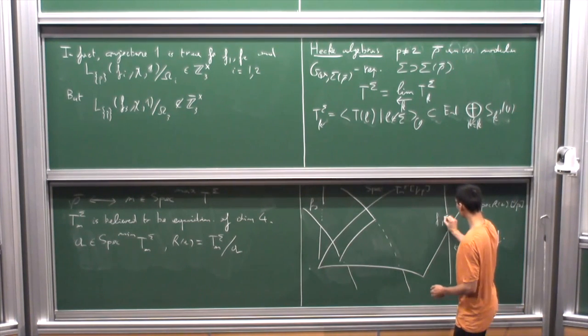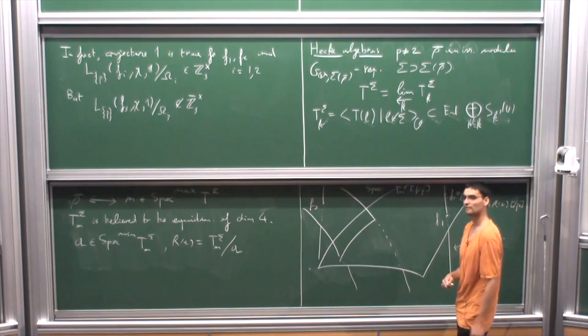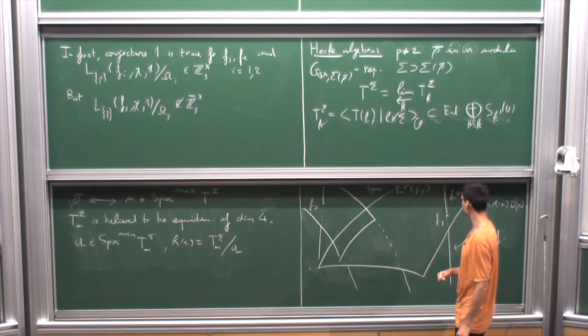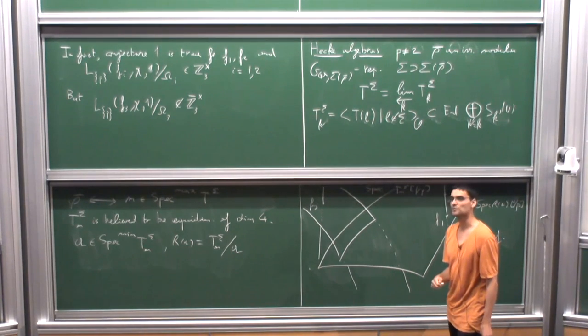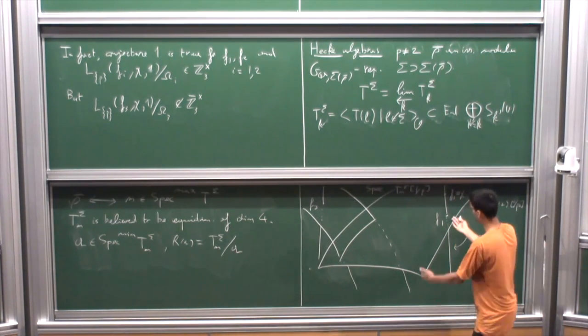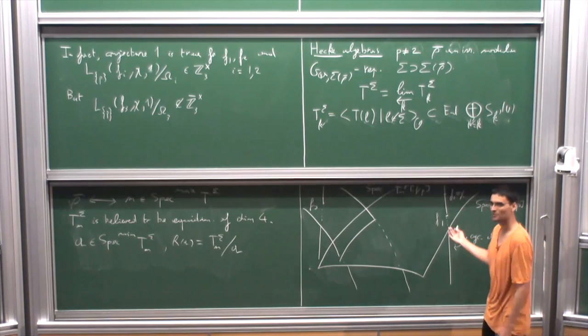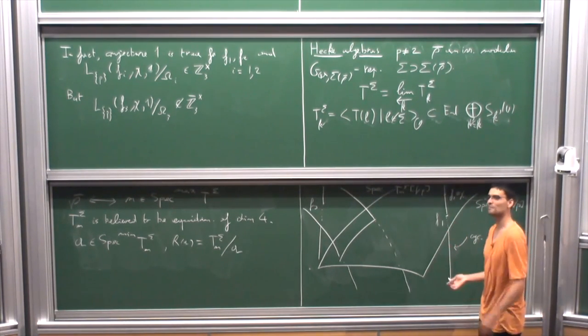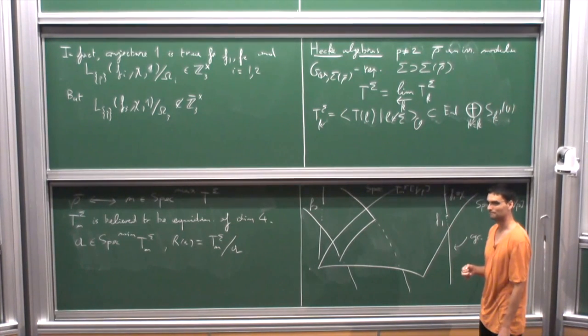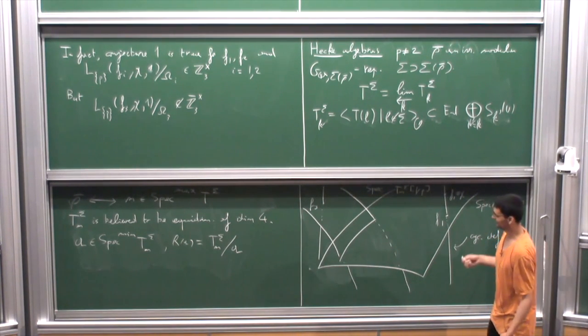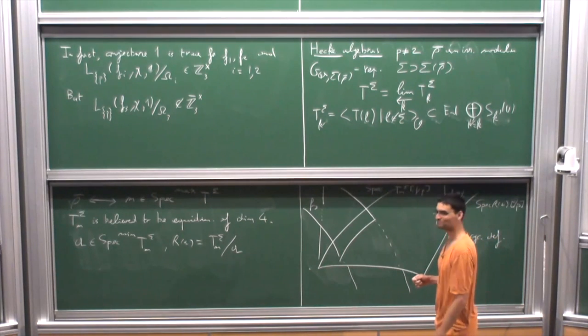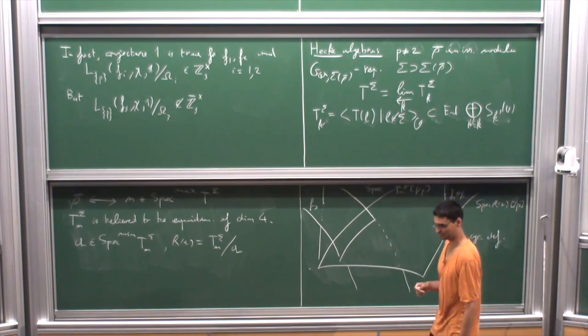So if F1 is this point, it would be F1 tensor by some character chi. But it still lies in the irreducible component. No. All irreducible components are spaces, dimension 3. Okay. And there is no preferred way to cut down the dimension 2 thing.